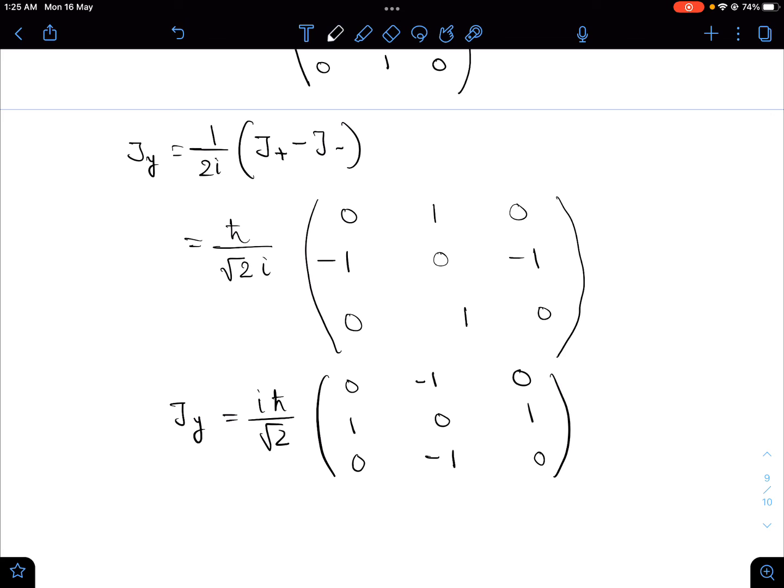Okay, so in jy I have a little calculation mistake. So we will have here plus 1 and we will have here minus 1. So if I multiply this i in here, it will be i, and we will have this term to be plus i, and we will have this term also to be plus i, and we will have this term as minus i. Okay, so this is fine now.